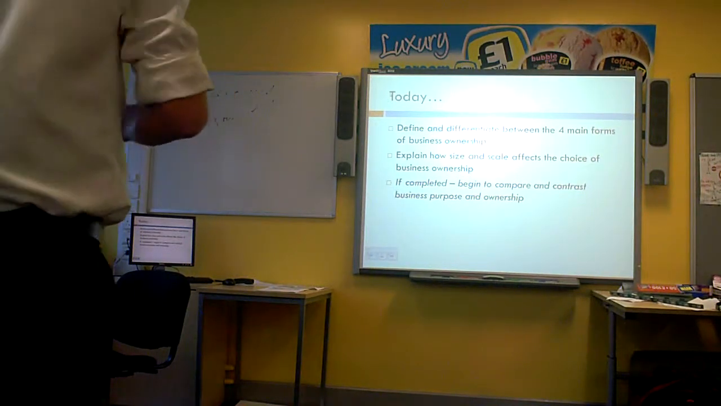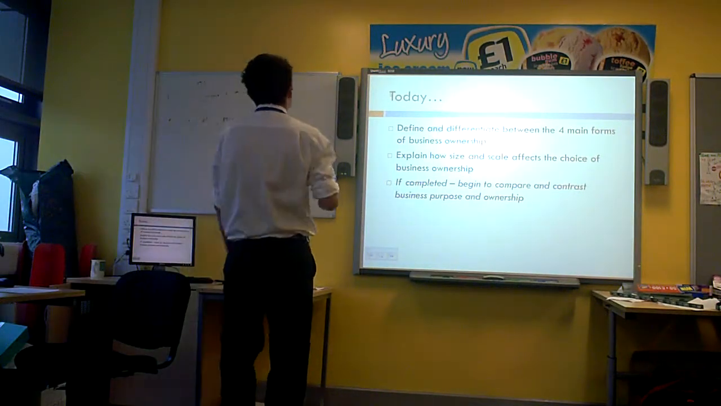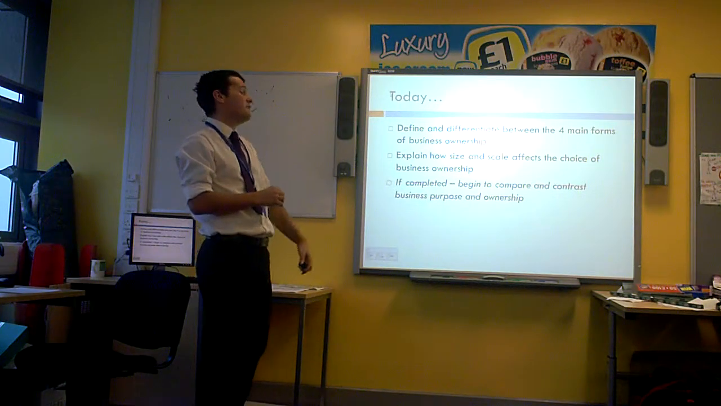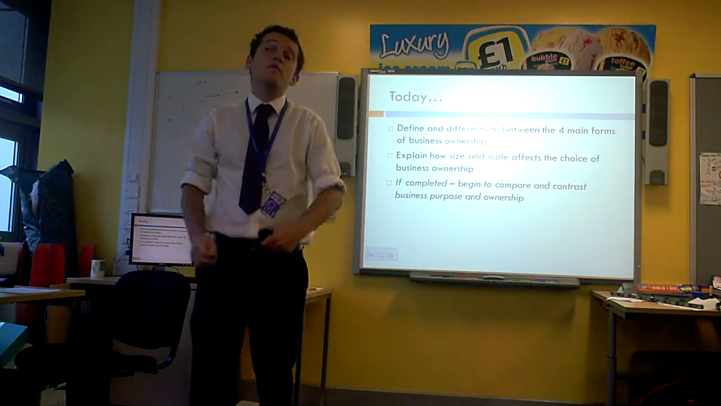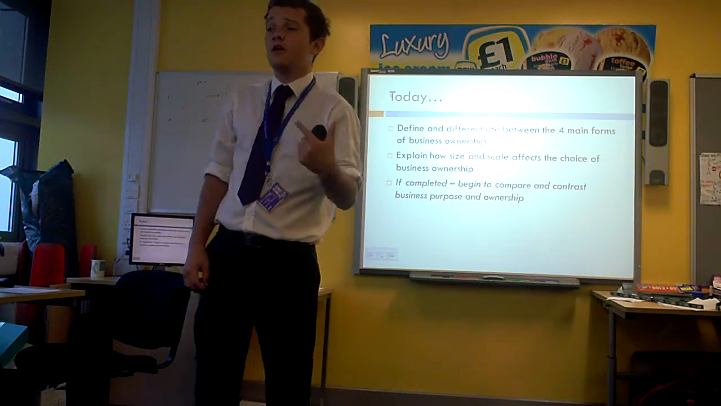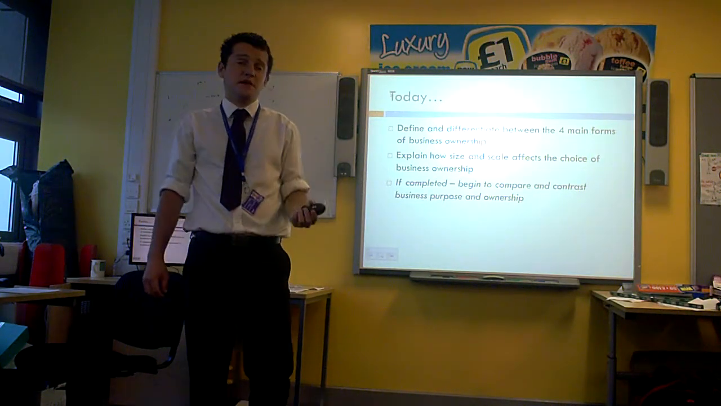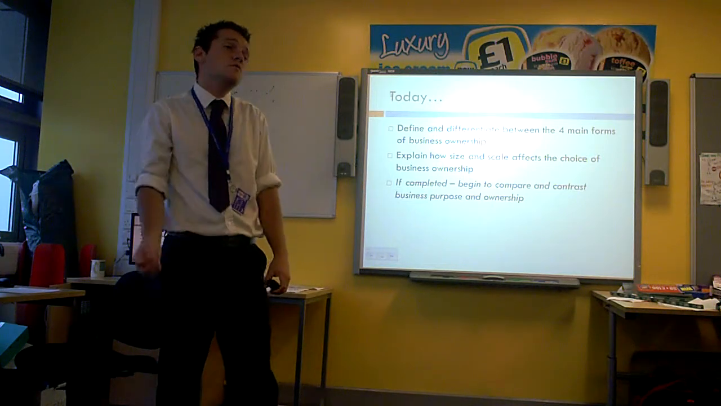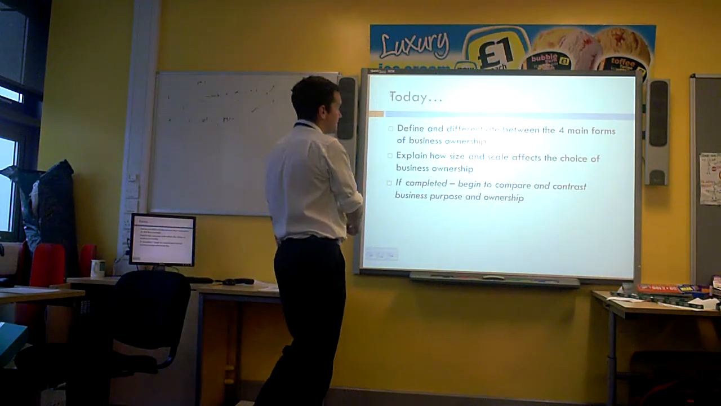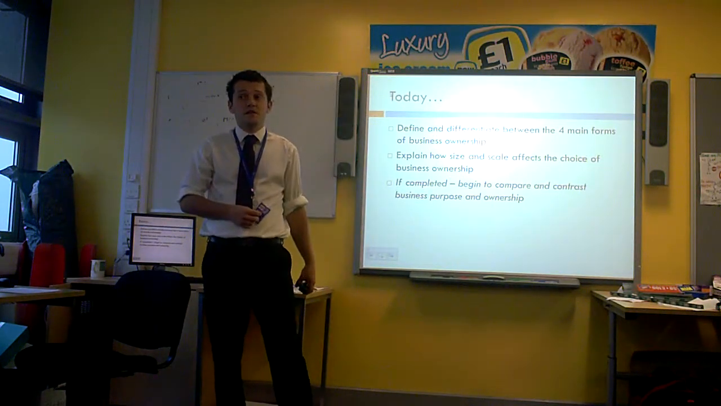So, what this session is about, as it says on the board, is define and differentiate between the four main forms of business ownership. We've already classified what it is to be public, private and voluntary. We already know what primary, secondary and tertiary is. So now we need to know and identify the advantages and disadvantages of the different forms of business ownership.